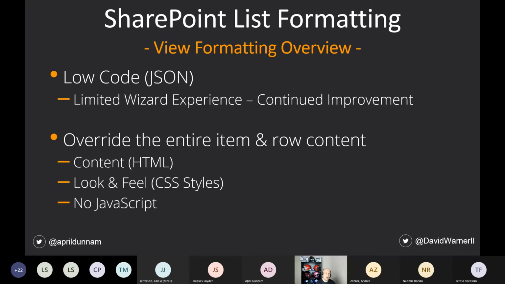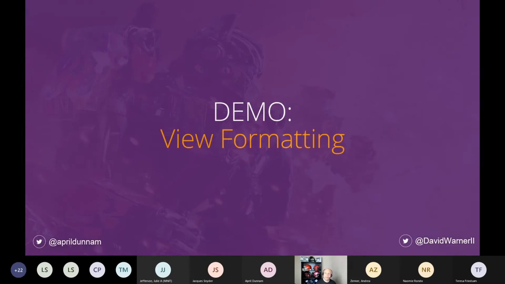Instead of the individual column, though, you're looking at overriding the entire item in a row. So just like with column formatting, you're able to control the HTML, the look and feel, the CSS styles, as well as no JavaScript, so you don't have to worry about that. Even though the name JSON includes the words JavaScript Object Notation, there isn't actually any real functional JavaScript going on there, so you can't control it in that way. But you can control it in another way, and we'll take a look at that later. So there is a way to enhance that. All right, so let's take a look at some view formatting demos.